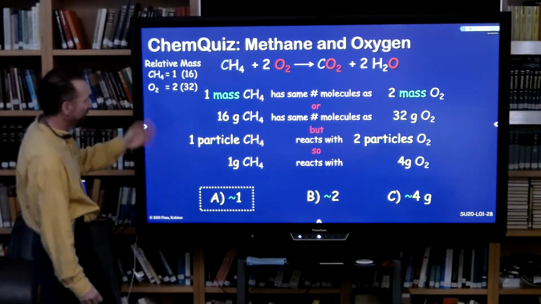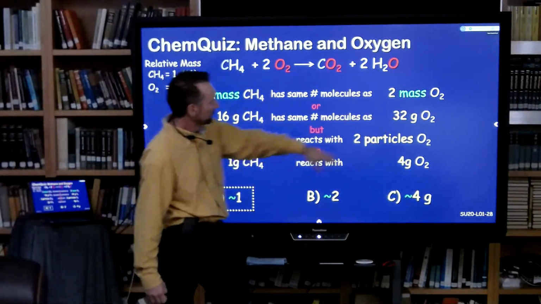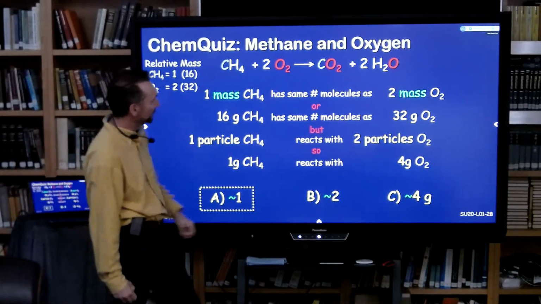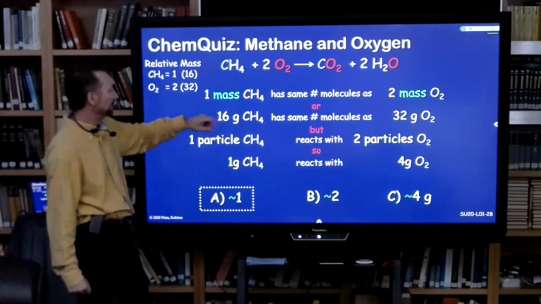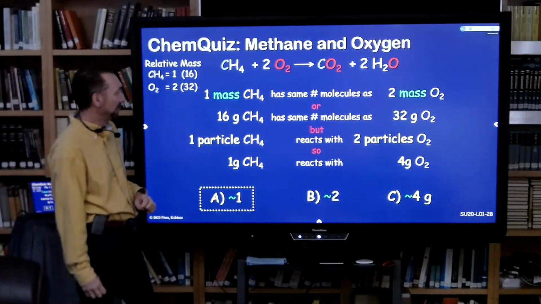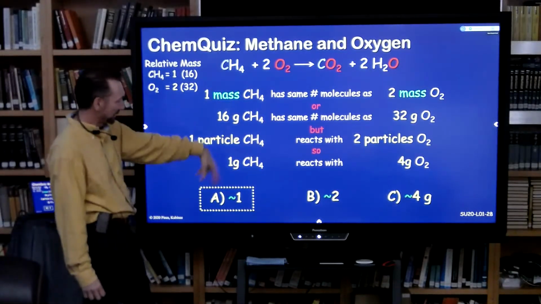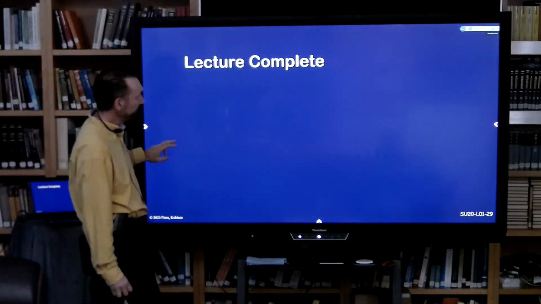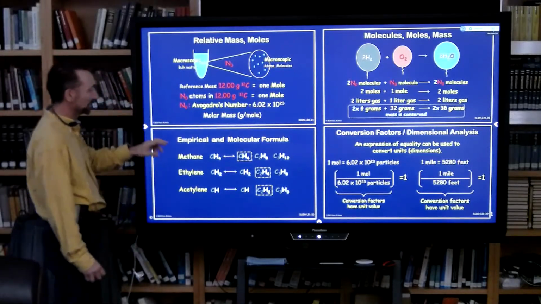Oh, I just noticed it doesn't matter what these masses are. 32 grams has the same mass as 16 grams. So if you had 32 grams, you need half as many. You need 8 grams of methane. Doesn't matter what the mass units are. That's the lesson here. Okay, so we'll continue on here.